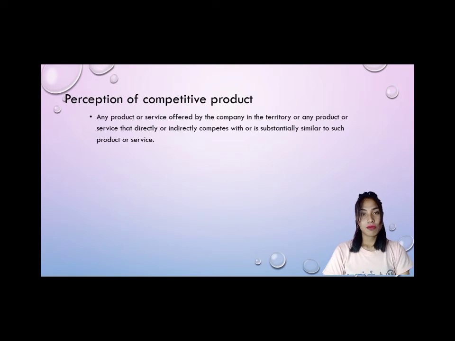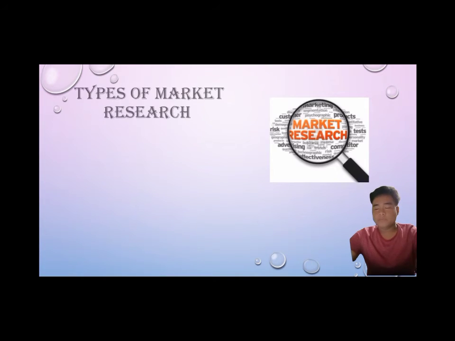Any product or service offered by the company in the territory, or any product or service that directly or indirectly competes with or is substantially similar to such product or service. It shall include any product or service that directly or indirectly competes with, is substantially similar to, or serves as a reasonable substitute for any product or service in research, development, or design, or manufactured, produced, sold, or distributed by any company. Types of market research.